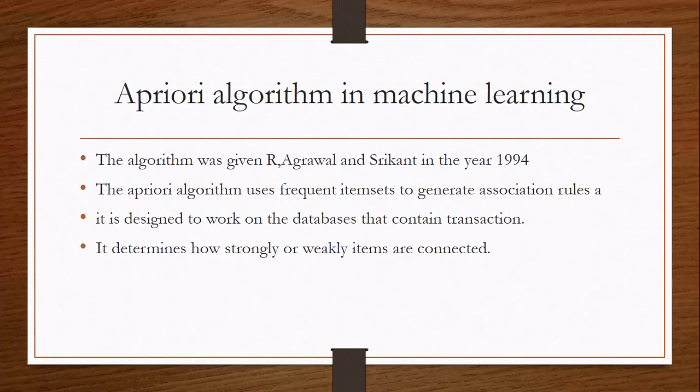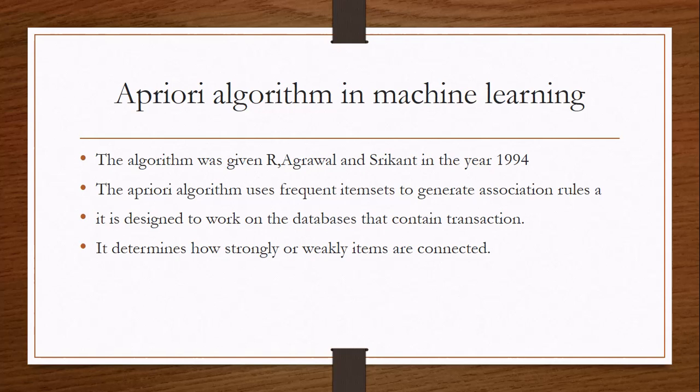The Apriori algorithm in machine learning. The Apriori algorithm was given by R. Agarwal and Srikant in the year 1994. The Apriori algorithm uses frequent item sets to generate association rules. So the Apriori algorithm uses frequent item sets to generate its rules, and it is designed to work on databases that contain transactions.